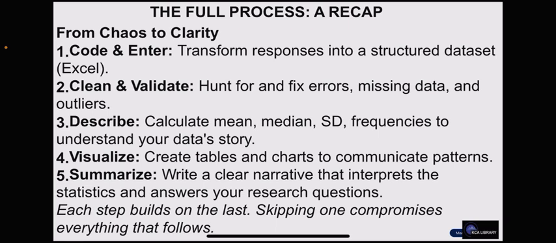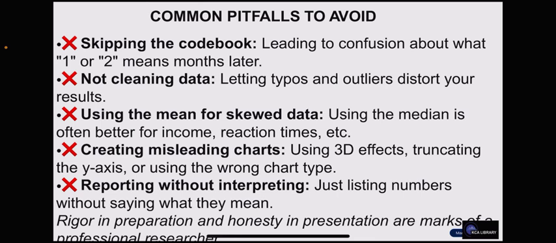So each step is built on the last. Skipping one compromises everything that follows. It is just like a sequence that needs to be followed. If you miss one or try to skip one, it will definitely backfire or affect your work at the end of the whole thing. So now, common pitfalls to avoid. One is skipping the codebook. We've mentioned that it will definitely lead to confusion about what one or two means months later.